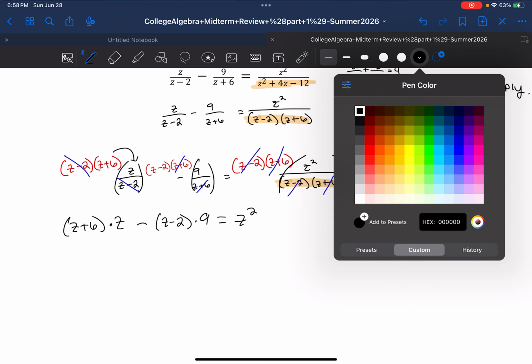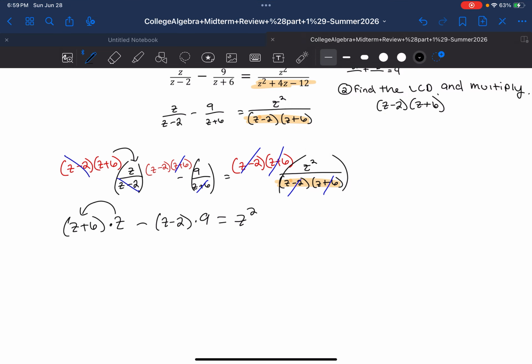So now we will distribute this z here to both terms. So that'll give me z squared plus 6z. And then here I can distribute the negative to both and the 9. So that'll give me negative 9z plus 18 equals z squared.